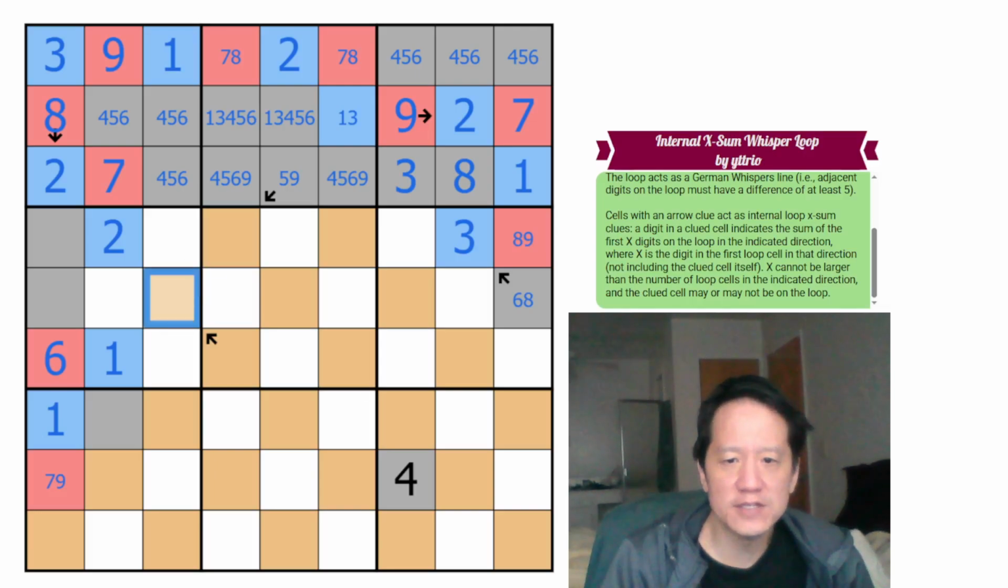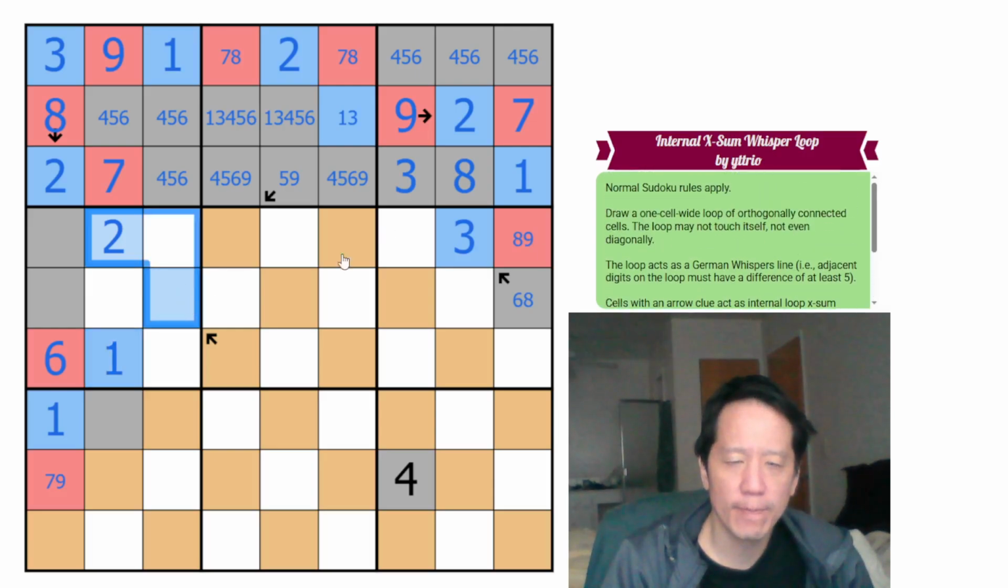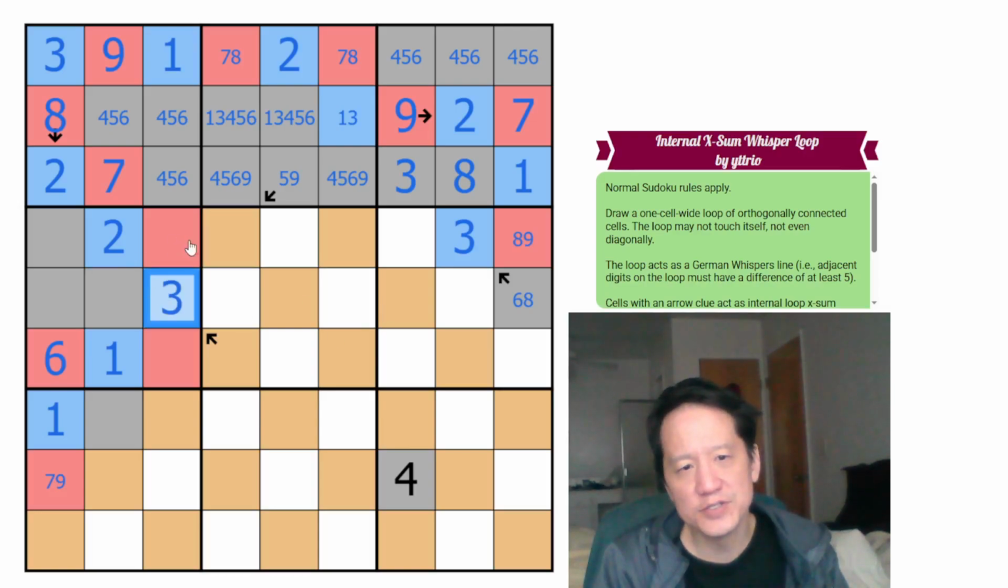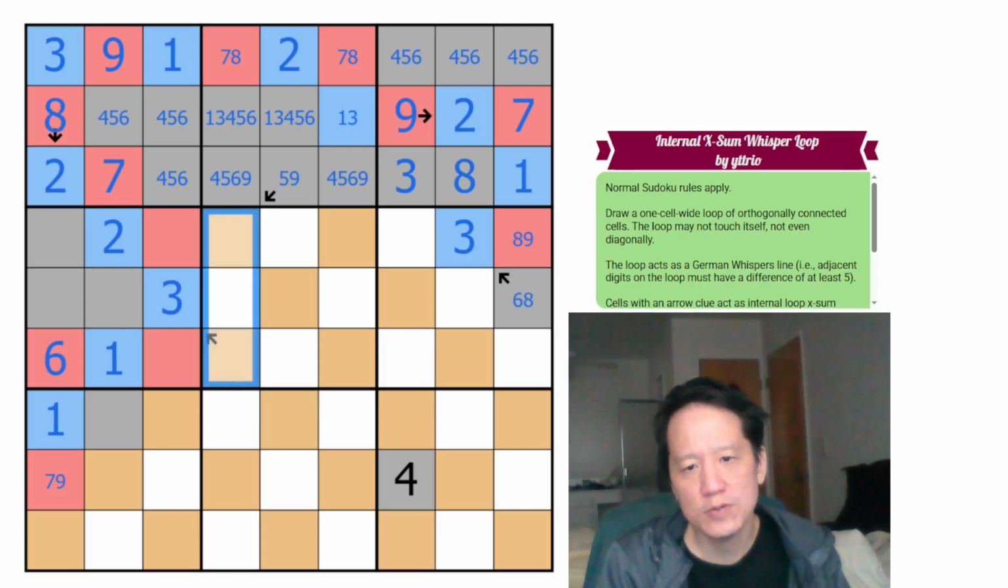Either way, this has to be on the loop. And since this is on the loop, this can never be on the loop because it touches these diagonally, so it must connect with both of them orthogonally. Otherwise, the loop would be touching itself. So, and therefore it has to go this way. Because otherwise, if it goes this way, it would branch, which is not allowed. So this has to be 3. This is 3. These are not on the loop. These are not on the loop.